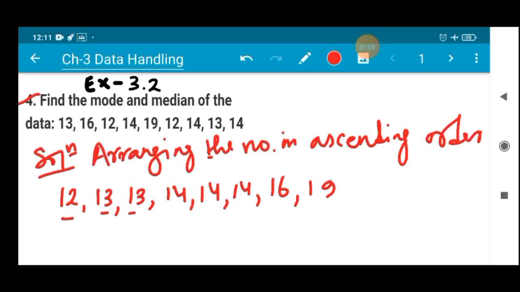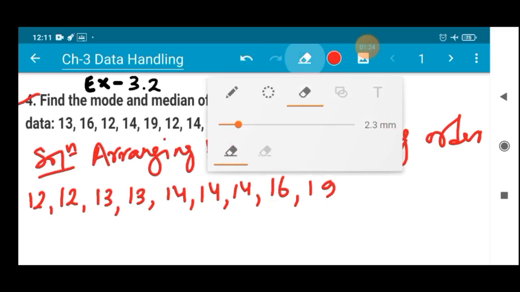So 1 2 3 4 5 6 7 8. Is there any number which I am missing? Yes, 12 is two times, sorry. So 12 should be written two times. So this is how the arrangement is done, as you all know.